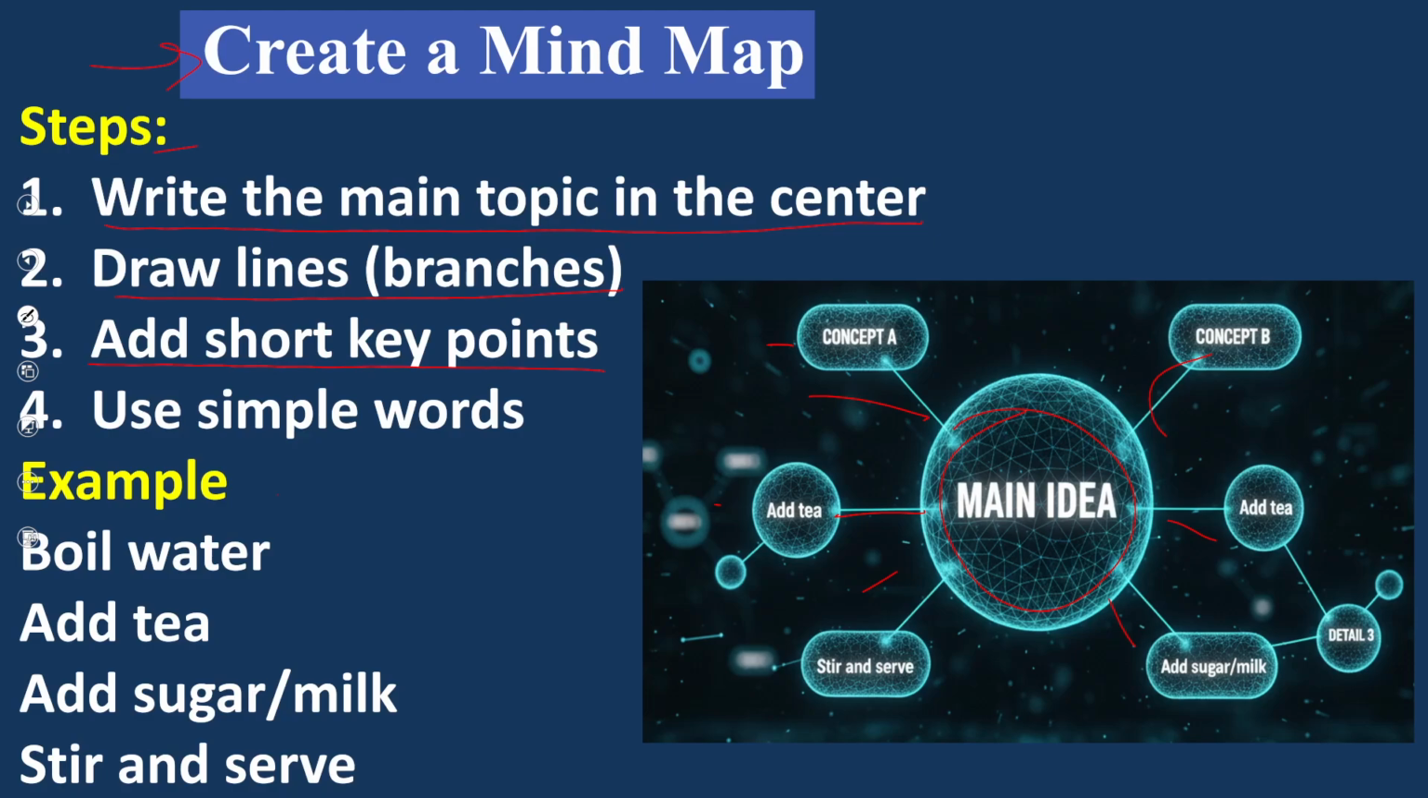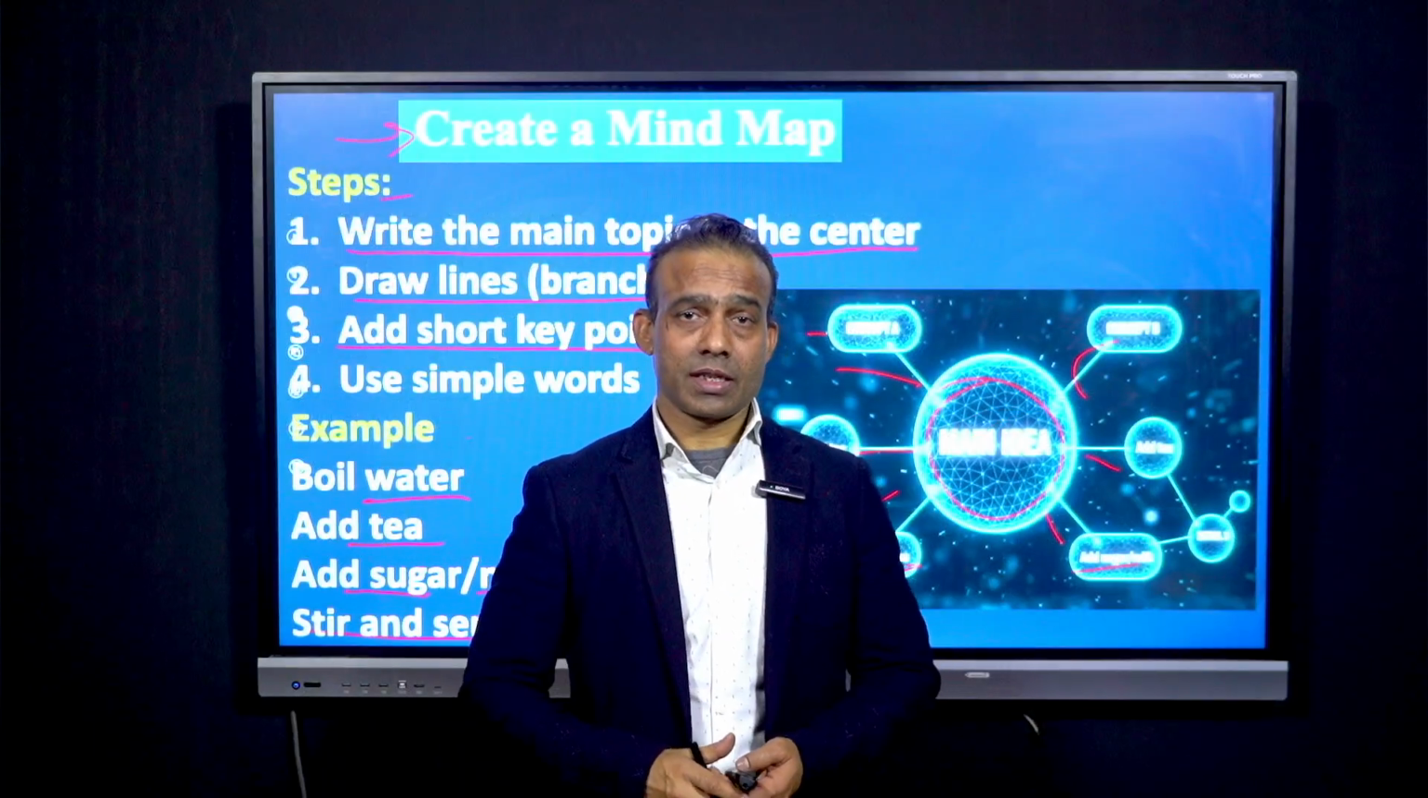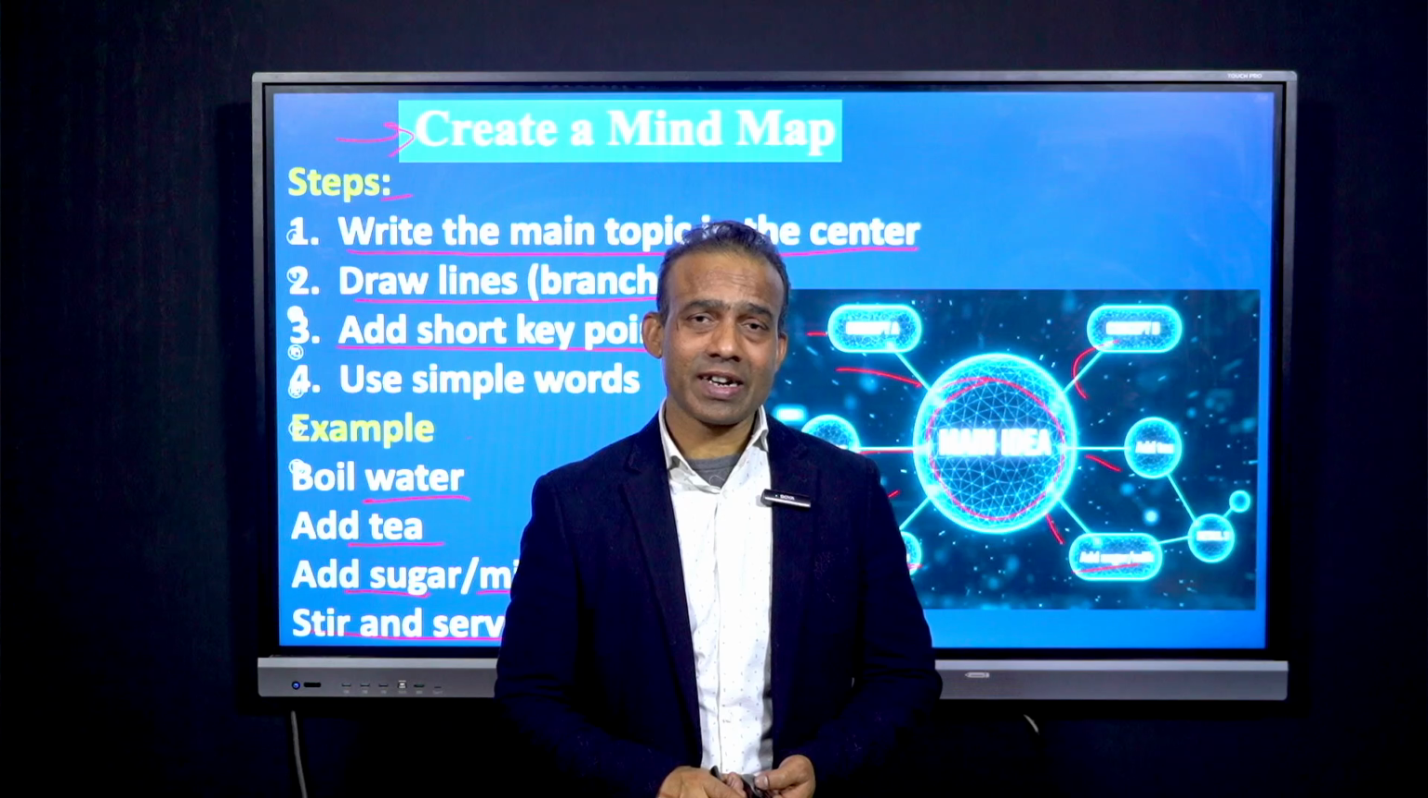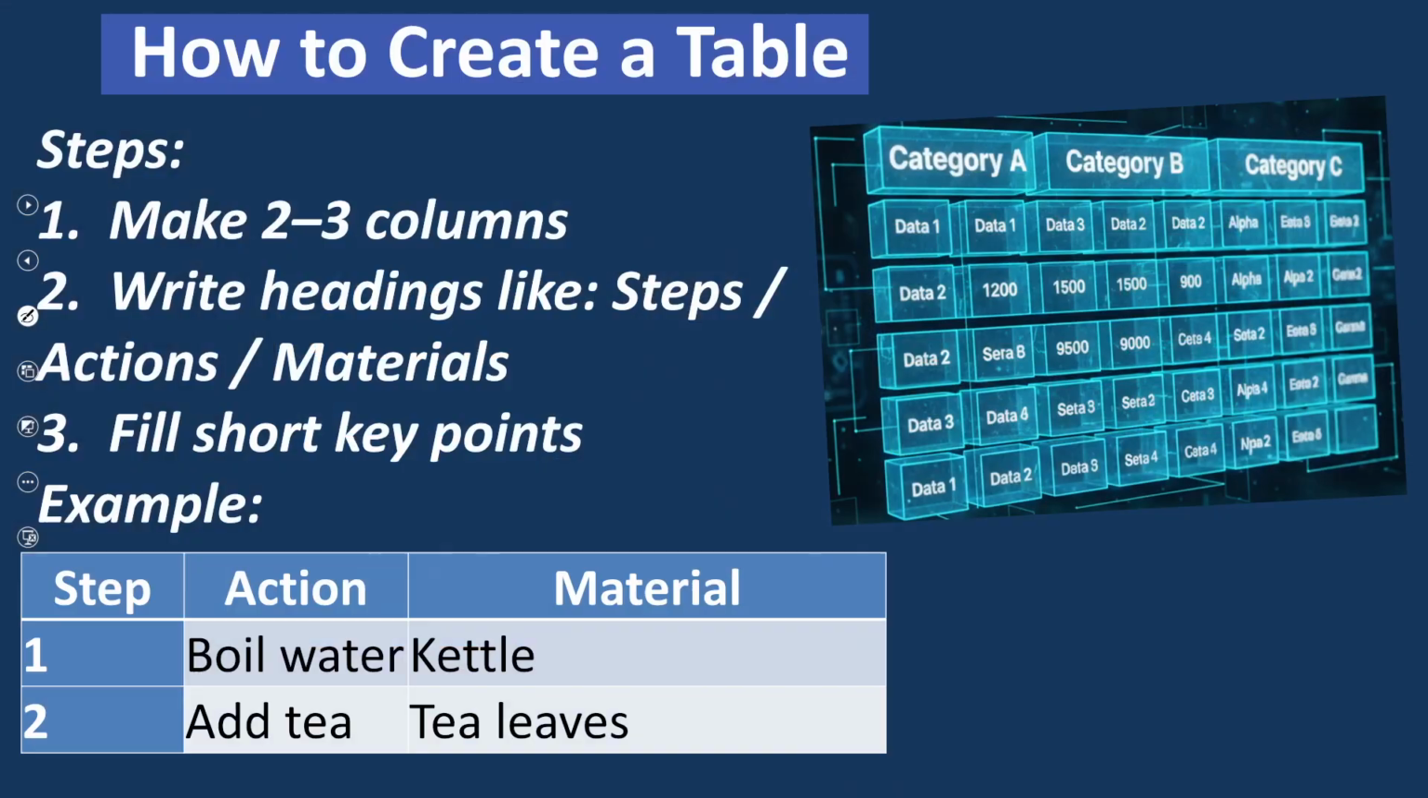Use simple words. Like the example here: boil water, add tea, add sugar or milk, stir and serve. Here, these are the points. In this way, we can create a mind map. It helps us with further understanding. Dear learners, this is the way we can create a mind map very easily. Now, move to the next slide.